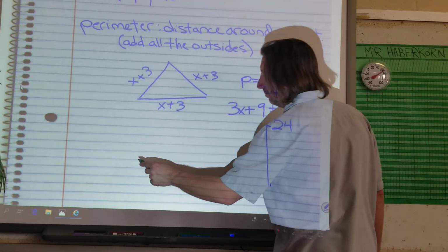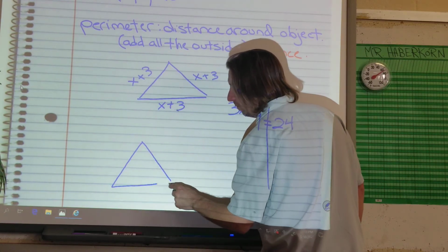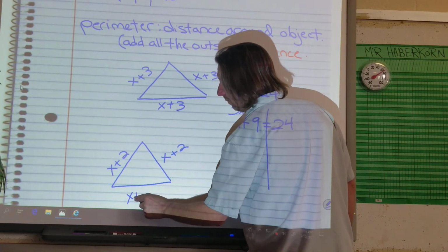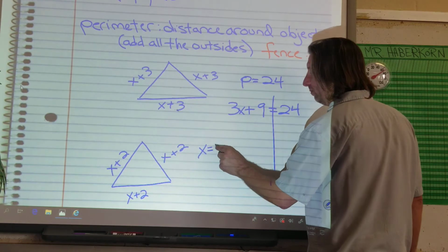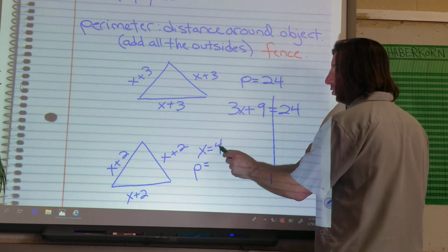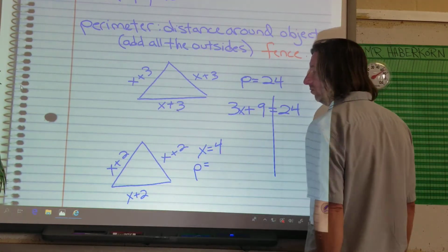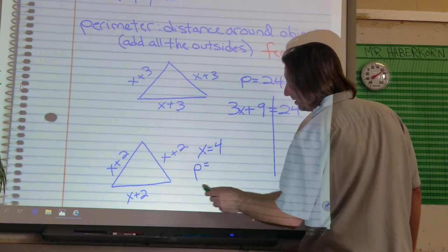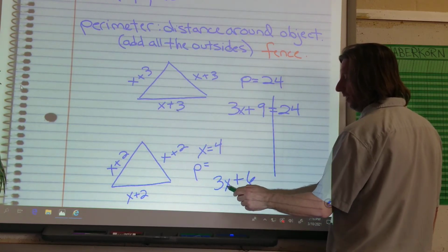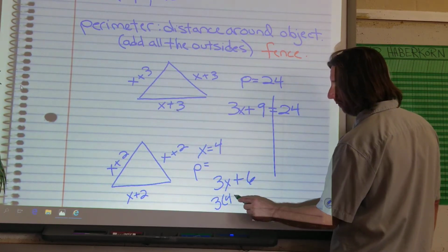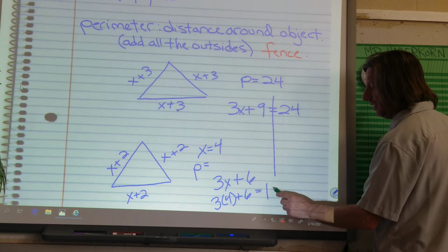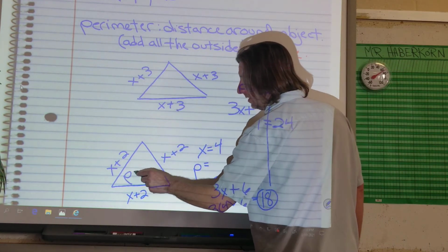All right, other times, they give you the x and say find the perimeter. So then I would just put 4's in for the x's. So I'd have 3x plus 6. And then I would just put a 4 in here for the x. So it depends what they give you. Now I would solve that. 3 times 4 is 12, plus 6 is 18. So I could say my perimeter is 18.